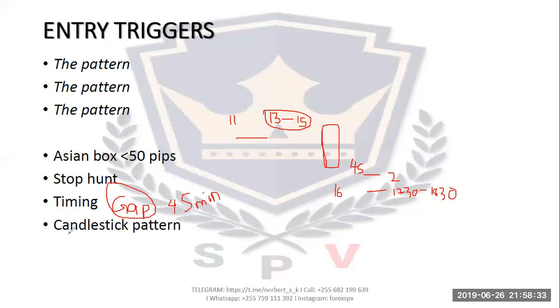Another confluence for our entry is the candlestick patterns. If we learn the candlestick patterns, we will learn them later on. The candlestick patterns are important during the M formation or during the W formation. The candlestick patterns there must have the reversal patterns for us to take an entry.